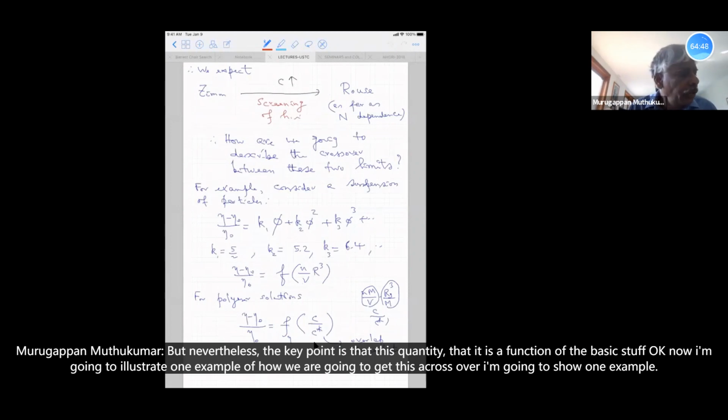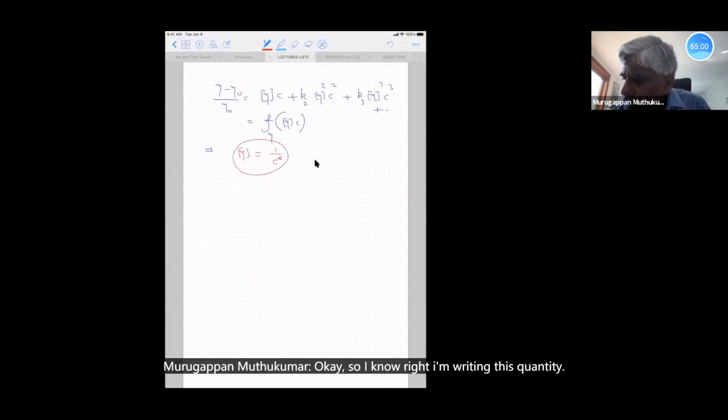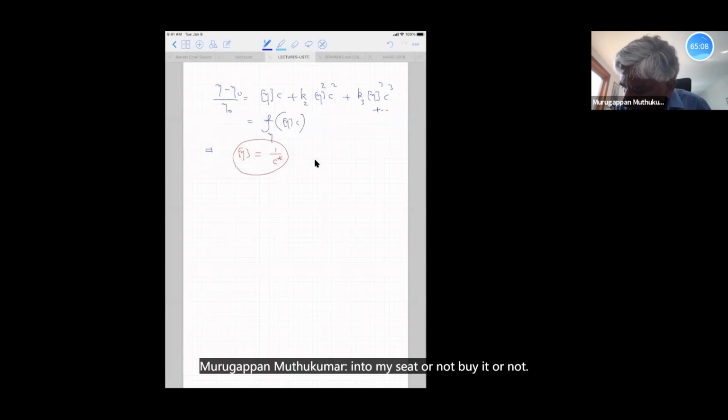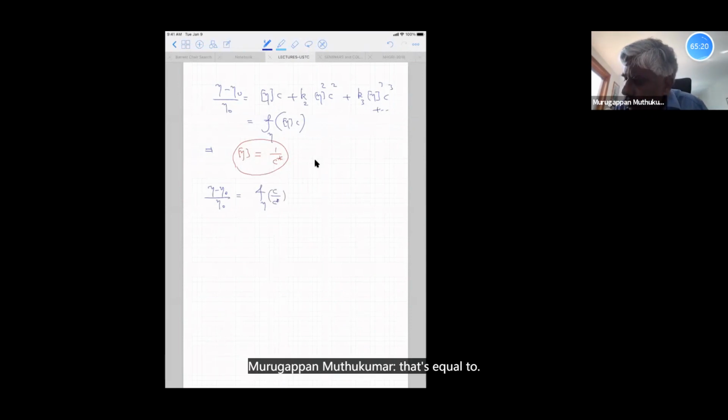Now I'm going to illustrate one example of how we are going to get a crossover. I'm going to show one example. I'm writing this quantity, eta minus eta naught by eta naught, is equal to some function of C by C star.